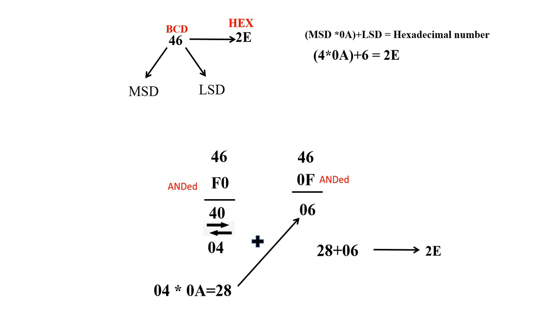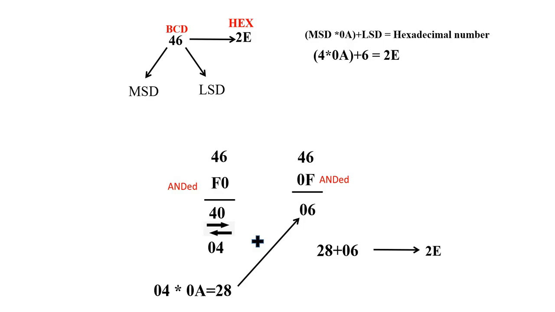So what we have done here: to get the MSD, you have to AND it with F0, then you have to swap. After that you have to multiply with 0A and this should be added with the LSD, which is obtained by ANDing with 0F, and here there is no swapping. When you add these two, you will get the required hexadecimal number. So this is the logic to convert a given BCD number to a hexadecimal number.